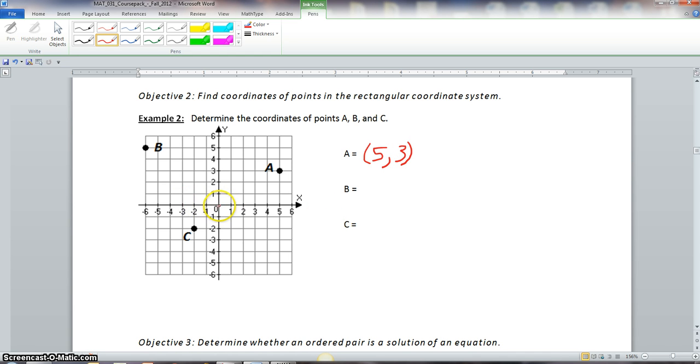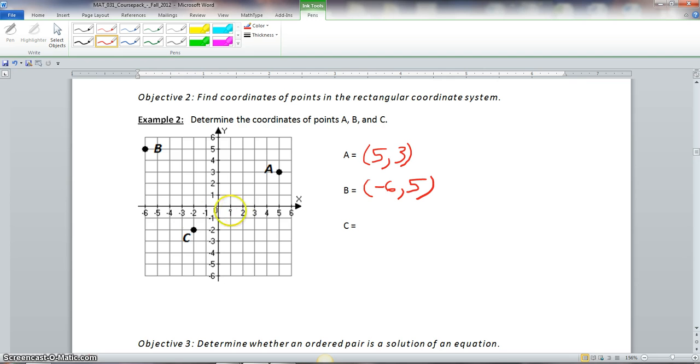Now to get B, we start back at the origin, but this time we're going to the left. We're going to the left 1, 2, 3, 4, 5, 6 places. So our x value of B is -6. Now we need to find our y value. We have to go up 1, 2, 3, 4, 5 places. And now we have our y value.